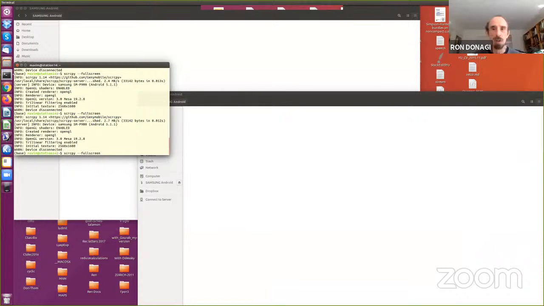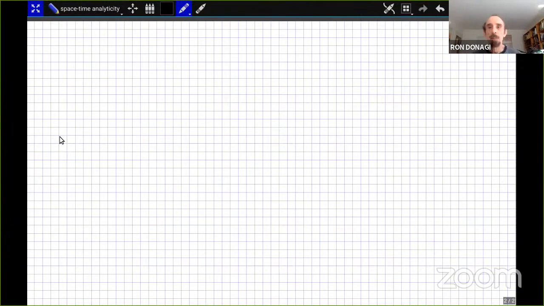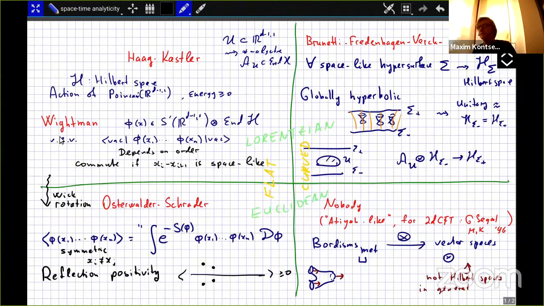Okay, just now you see the white page, I suppose? Yes. Okay. Now I go to the first page, which I drew in advance. It will be a very dense picture. It's a kind of Rosetta Stone of axiomatics of quantum field theory. So there are about five different axiom systems.